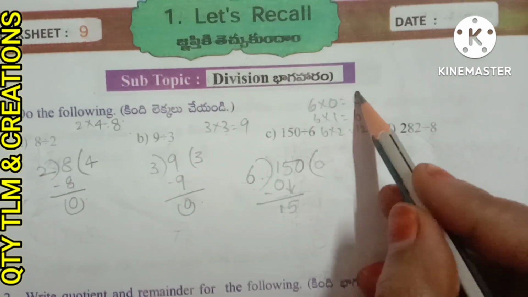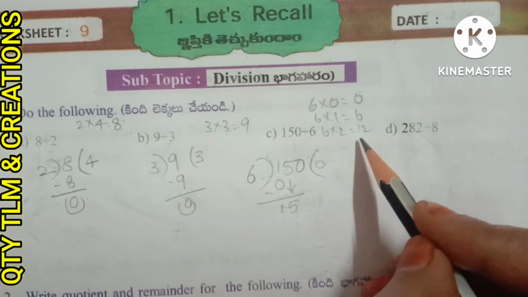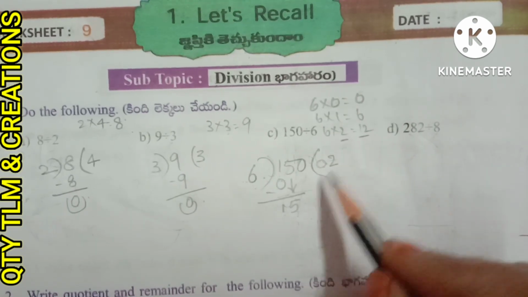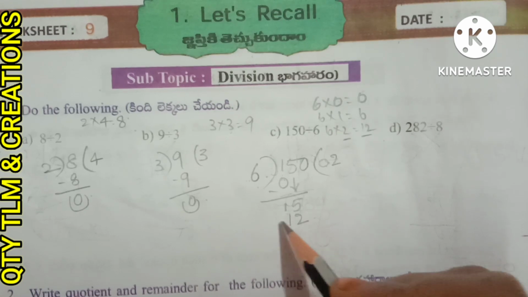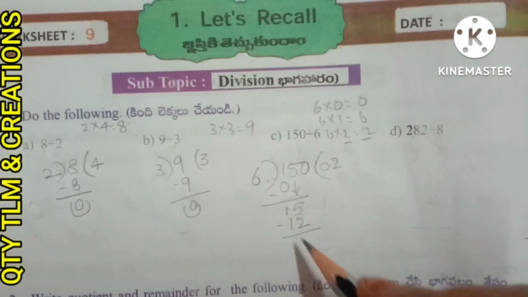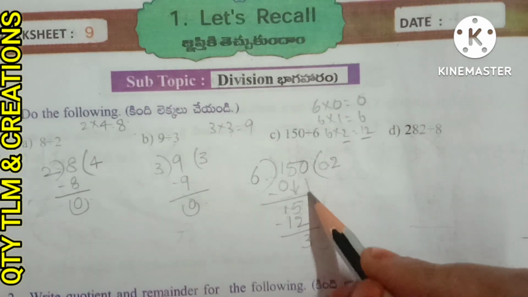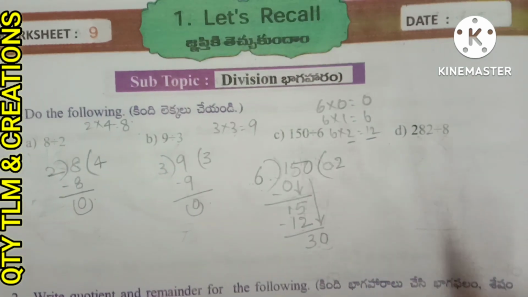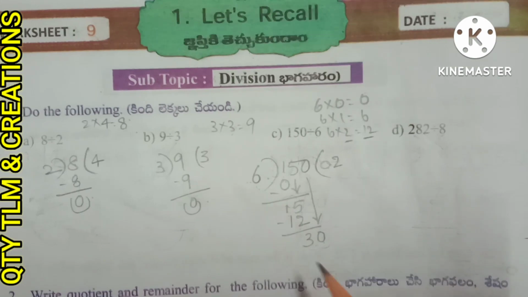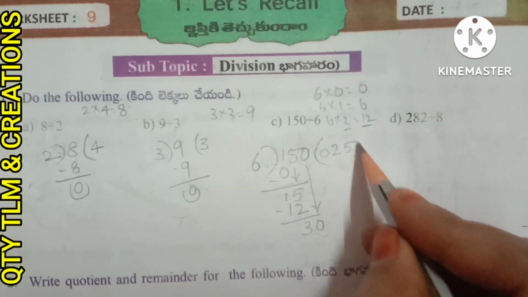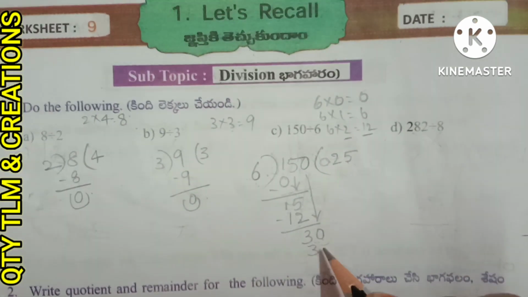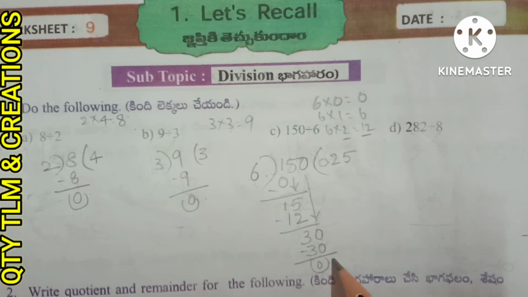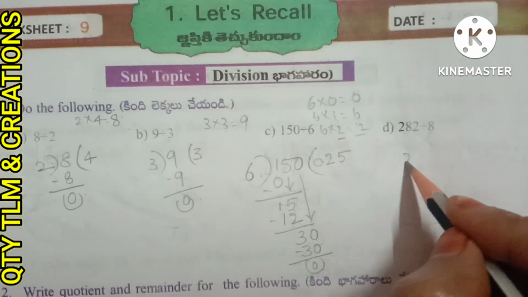There is no 15 in the 6 table. So we have to take 6 2s are 12. So write 2 in the quotient place and write 12 under 15. Then subtract 12 from 15. We get 3. After that bring down 0 from the ones place. It becomes 30. 6 divides 30 for 5 times. So write 5 in the quotient place. Write 30 under 30. Then subtract 30 from 30. We get 0.